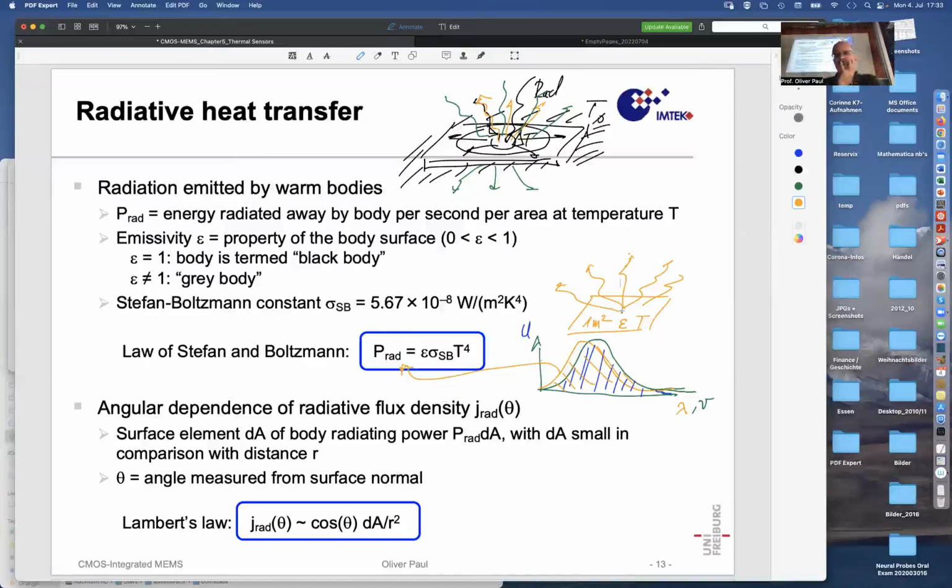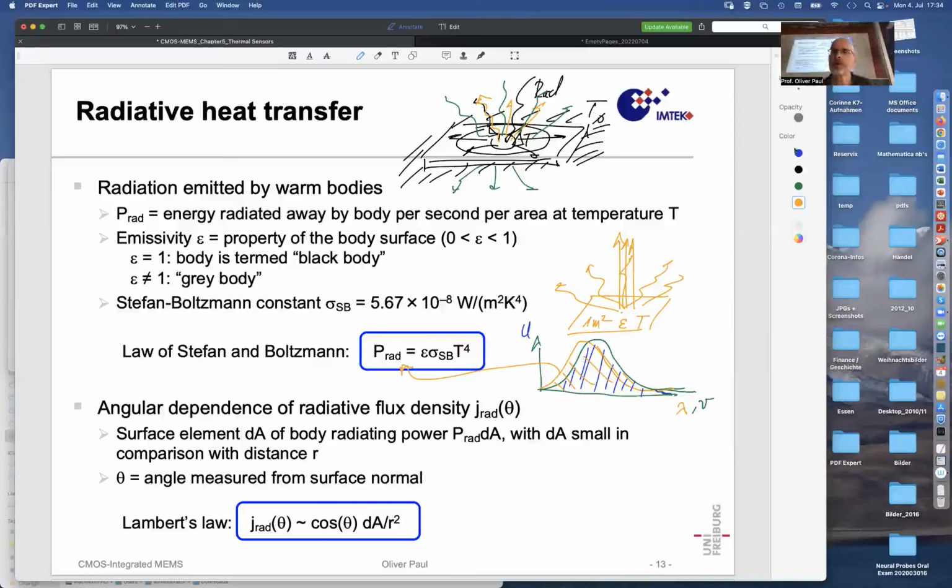Now, the question of the direction dependence of this radiative power is also important. It's described by so-called Lambert's law. There will be a maximum power perpendicular to this surface element, and as you go sideways, you see this surface element under a stronger and stronger angle, and the apparent area that it fills with respect to your eyes becomes smaller and smaller. If you are tangential, you don't see it anymore.